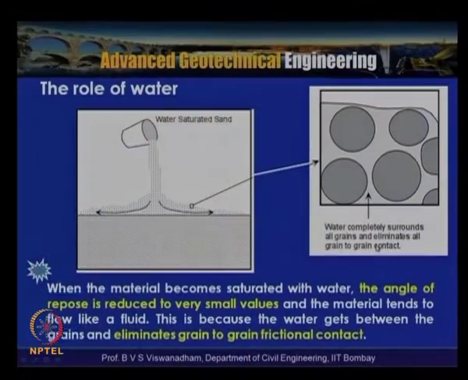Now, on the other hand, we have discussed that if you are adding more water than desired, for example, water saturated sand, it flows like this. Here what you see is that the grains are floating along in the water, and water completely surrounds all grains and eliminates grain to grain contact. So, whatever frictional interaction is generated because of grain to grain contact will remain absent if you have more water surrounding the grains.